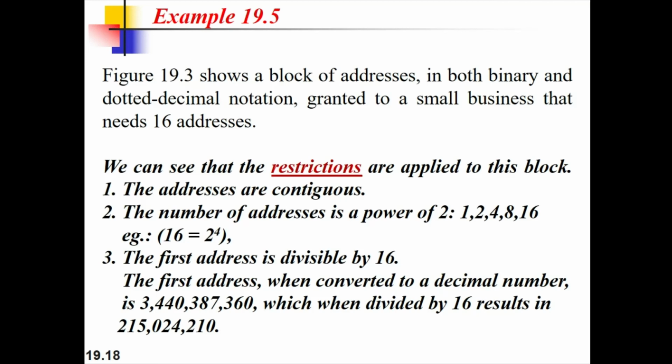Number 3, the first address is divisible by 16. The first address, when converted to a decimal number, for example 3,440,387,360, when we divide it by 16, the result will be 215,024,210. So that means the first address must be divisible by 16.